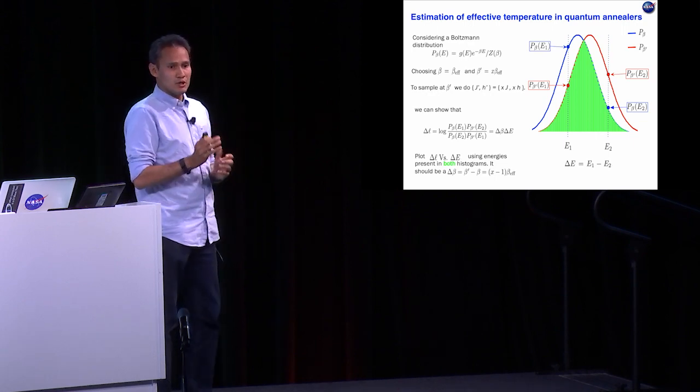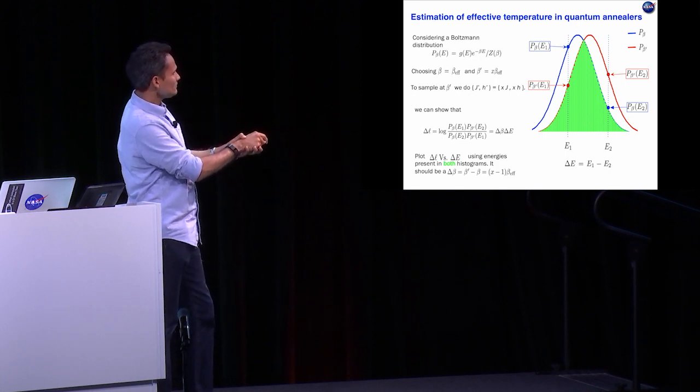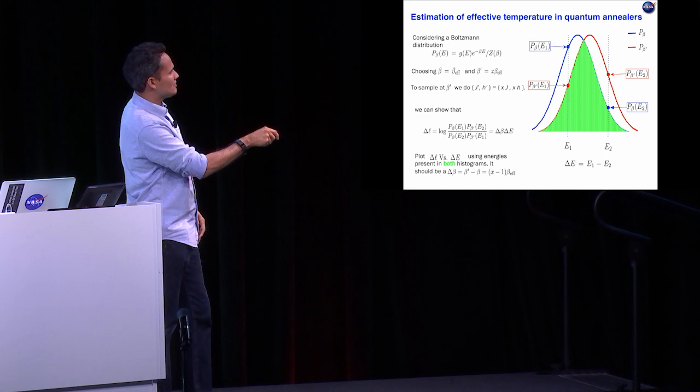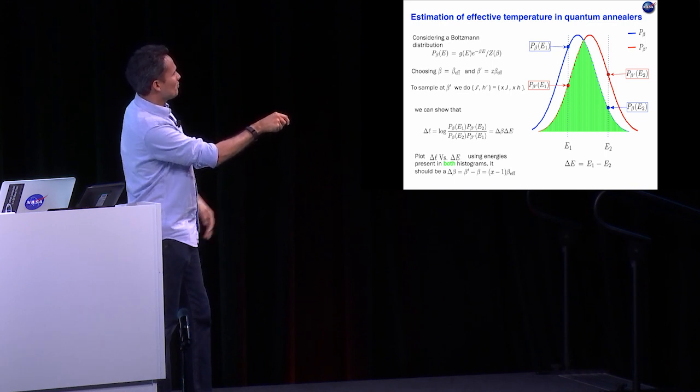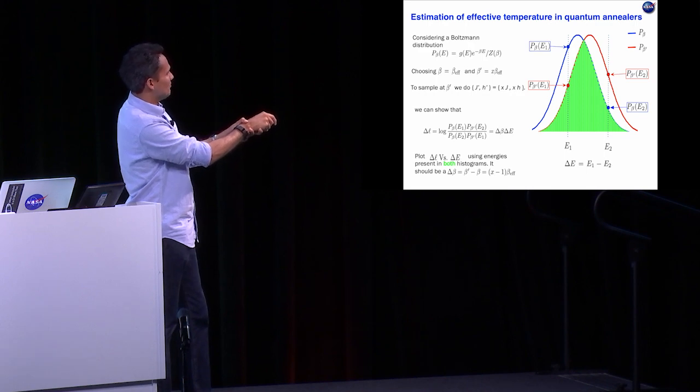Experimentally, what you need to do is compute the log of this ratio. All you need to do is get experimentally the probability of measuring, let's say, a state with an energy that appears in both histograms. Then you compute the probability from one distribution and the probability from the other distribution. So this is the probability of E at beta, and the probability of E at beta prime.